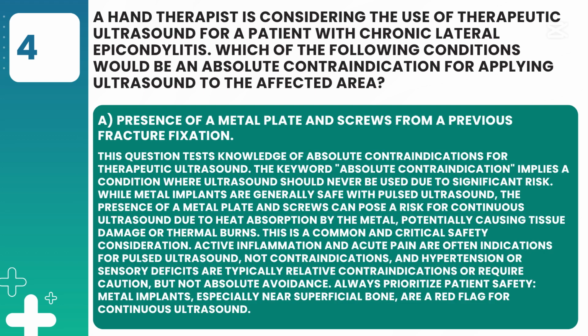Answer: A. Presence of a metal plate and screws from a previous fracture fixation. This question tests knowledge of absolute contraindications for therapeutic ultrasound. The keyword absolute contraindication implies a condition where ultrasound should never be used due to significant risk. While metal implants are generally safe with pulsed ultrasound, the presence of a metal plate and screws can pose a risk for continuous ultrasound due to heat absorption by the metal, potentially causing tissue damage or thermal burns. This is a common and critical safety consideration.